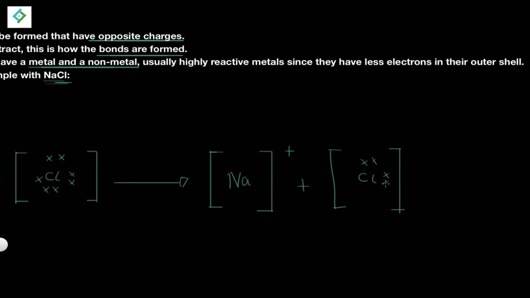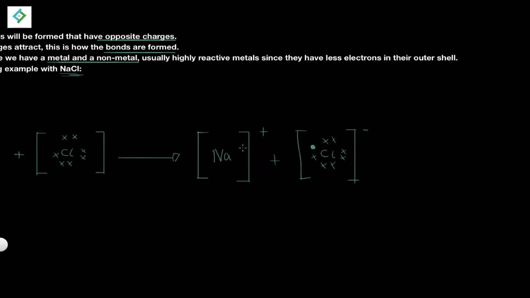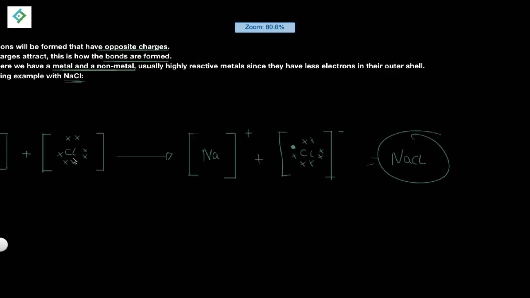This is what chlorine looks like in terms of the number of electrons. And then it has this additional one that's come from the sodium. And so therefore we have a positive ion and a negative ion, and they are attracted to each other to form NaCl. And this is how we get ionic bonding for this.